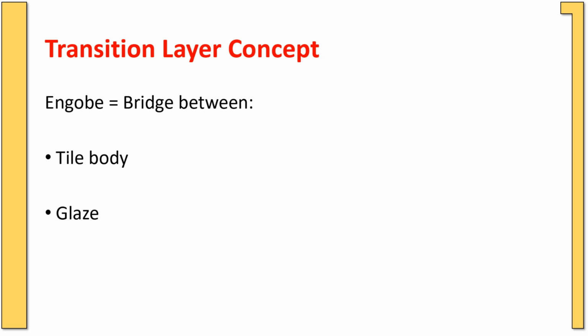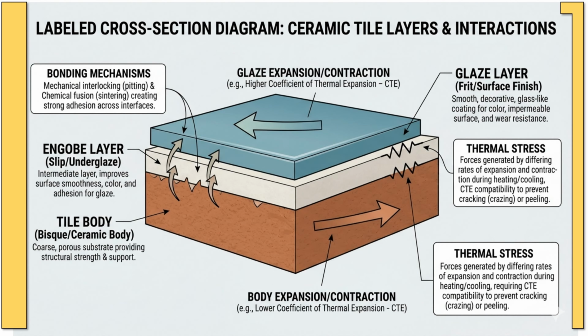Now let's understand what actually happens inside a ceramic tile during firing. This diagram shows the complete interaction between the tile, engobe, and glaze, and why defects like peeling or cracking occur. Starting from the bottom, this is the tile body called ceramic substrate. It provides the main strength and structure of the tile. During the firing process, the body undergoes expansion and contraction, but at a relatively lower rate compared to the glaze.